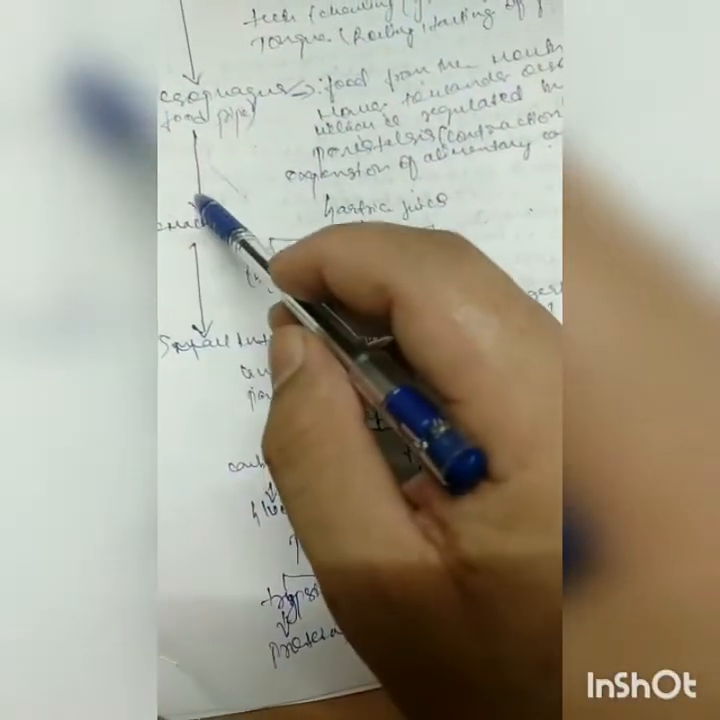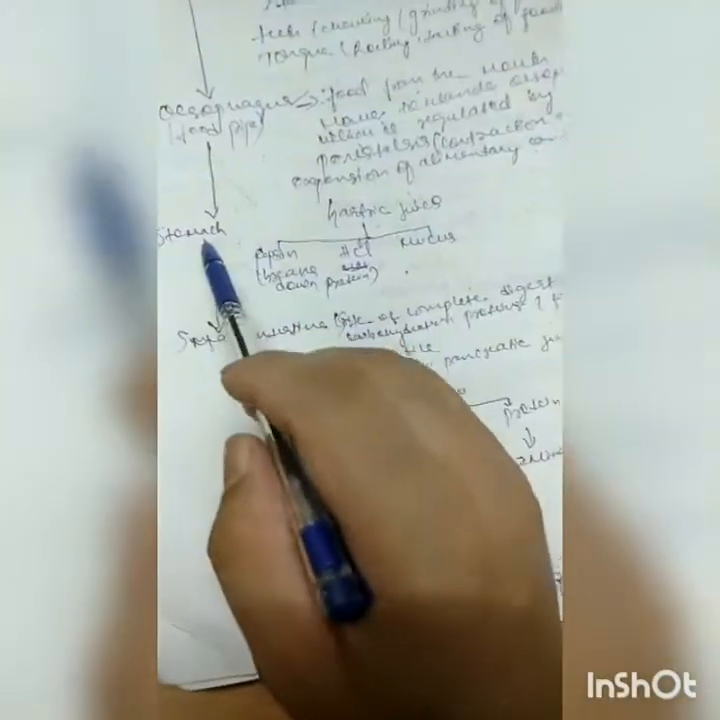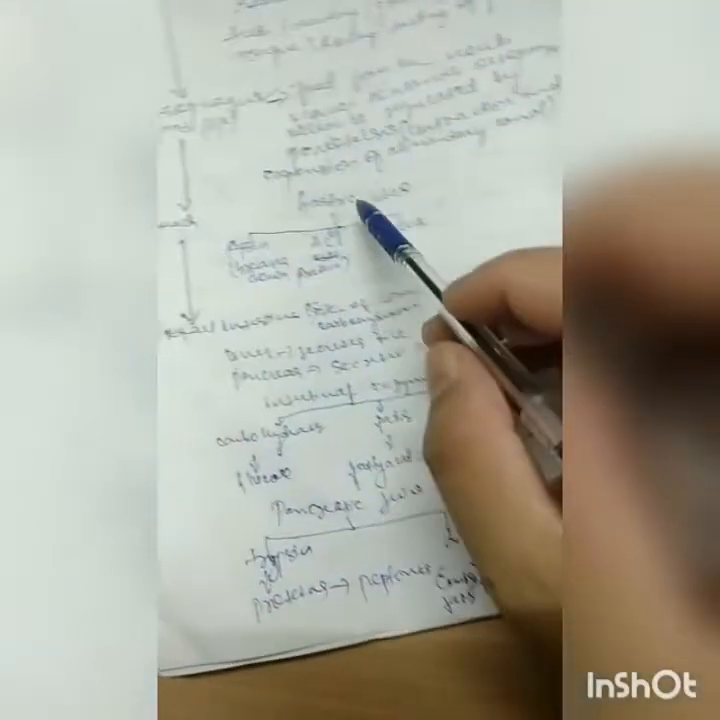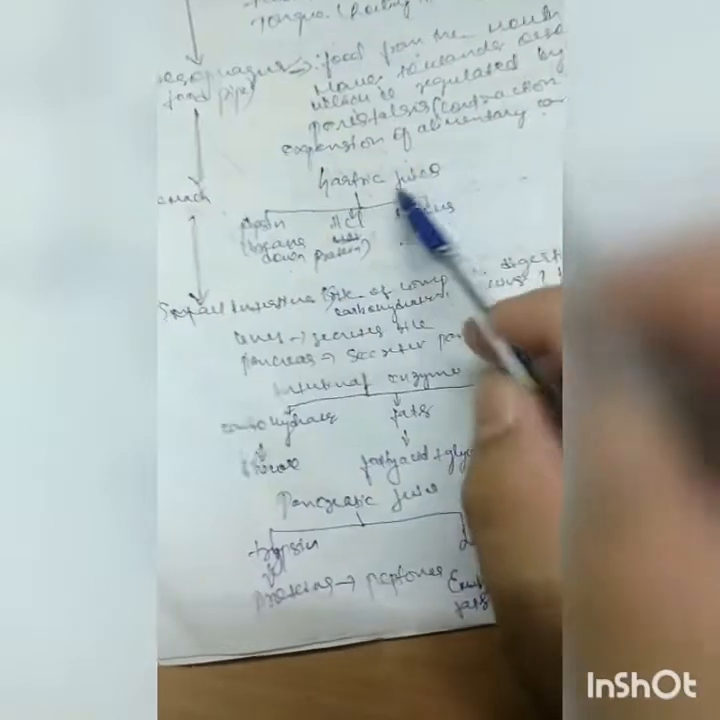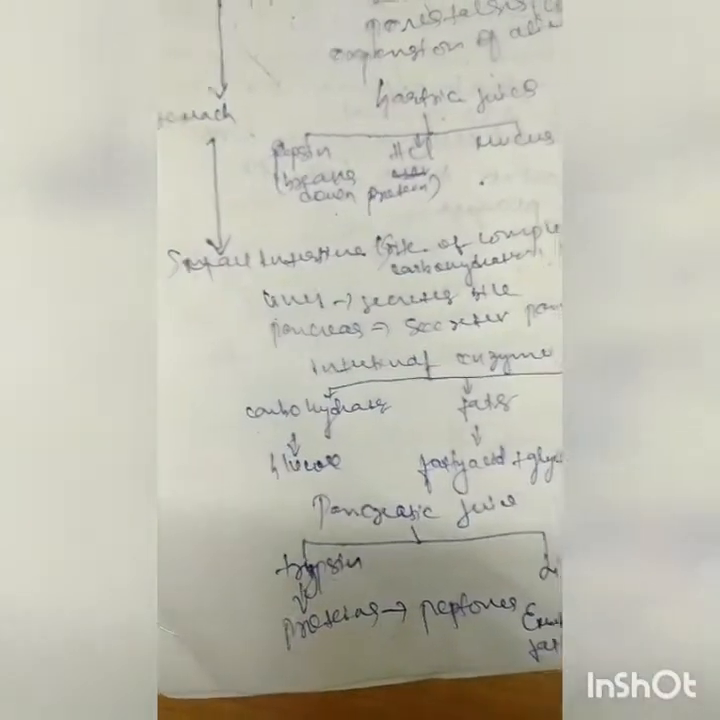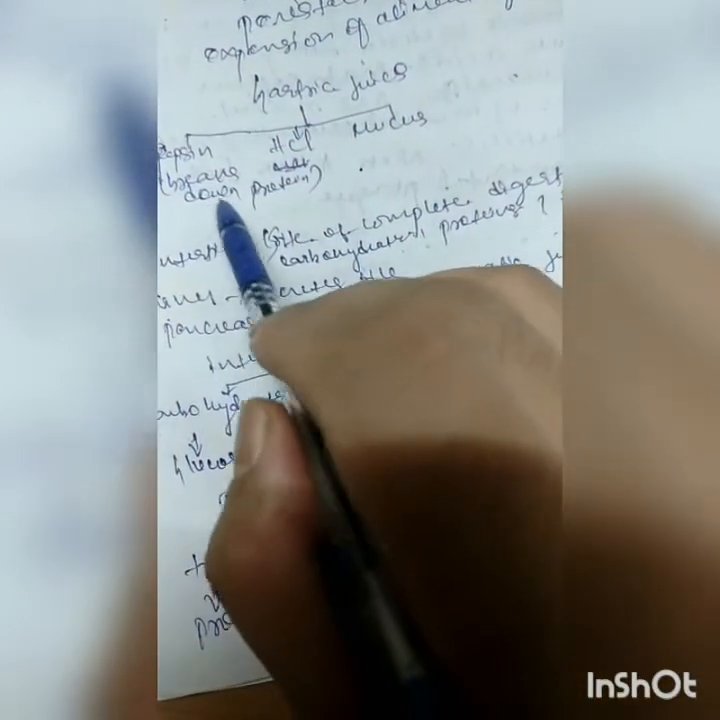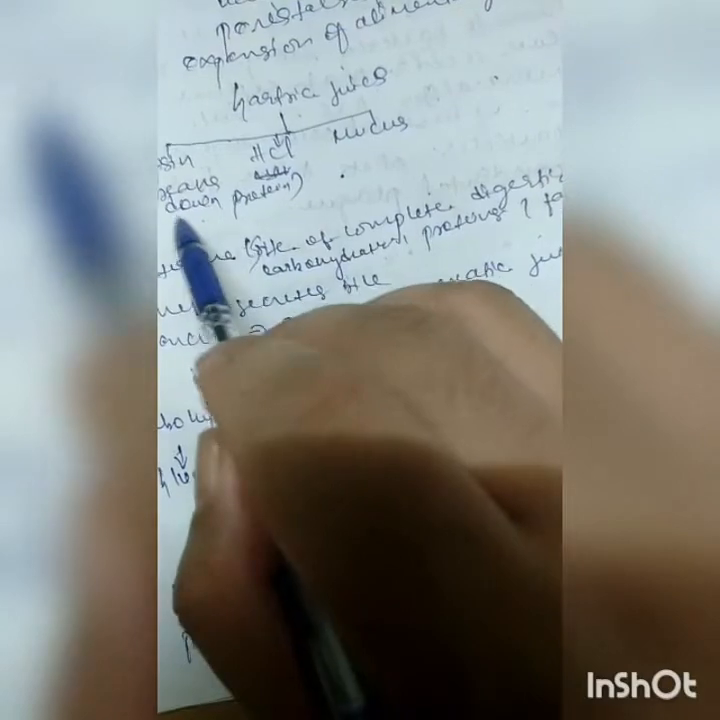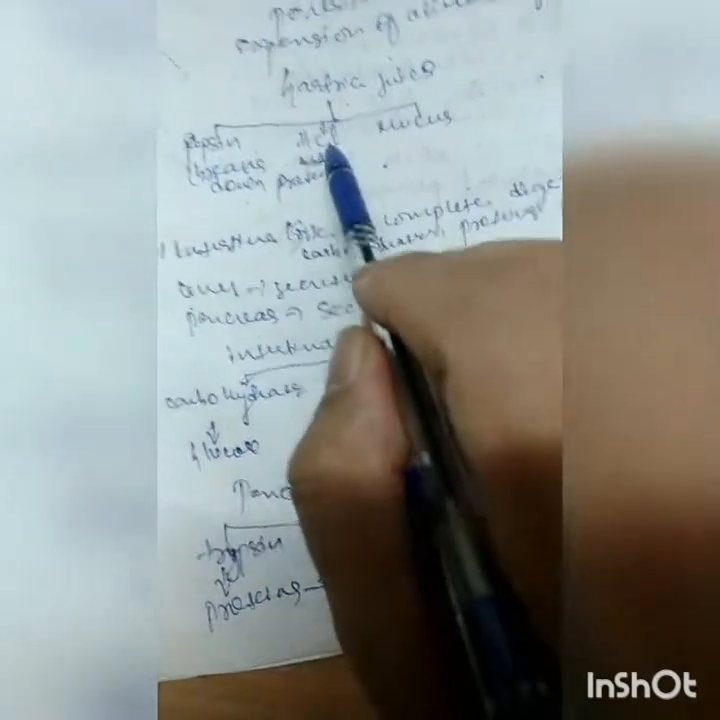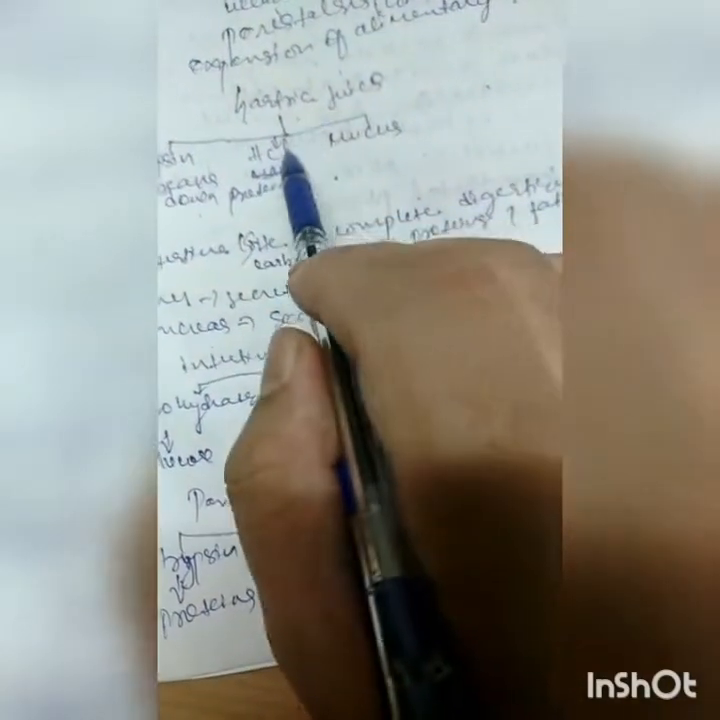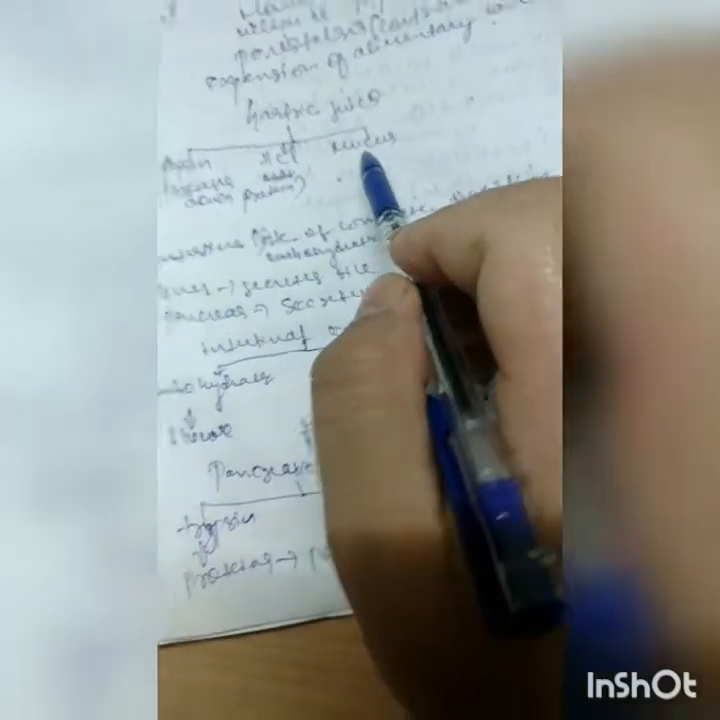So in the esophagus, the food is going towards the stomach, and in the stomach there are some juices secreted by the stomach, gastric juices. The gastric juices are pepsin. These are enzymes. Pepsin helps in breaking down protein. Alright, and hydrochloric acid is also secreted by the gastric juice, and then mucus is also secreted.